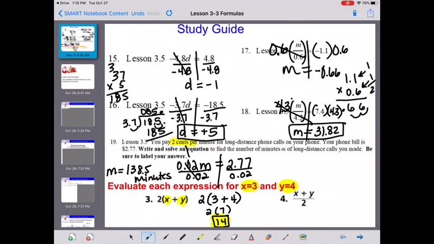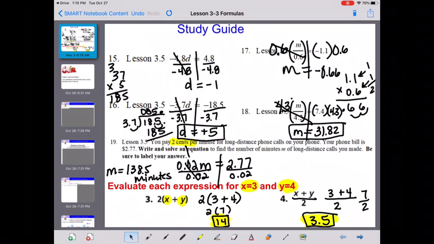The next problem. Remember, a fraction bar, such as this, is a grouping symbol. So I need to simplify my numerator before I divide. In this case, I would actually add before I divide because of that grouping symbol. 3 plus 4 is 7. 7 divided by 2 is 3 5/10.